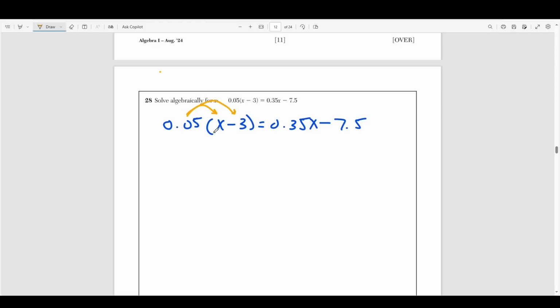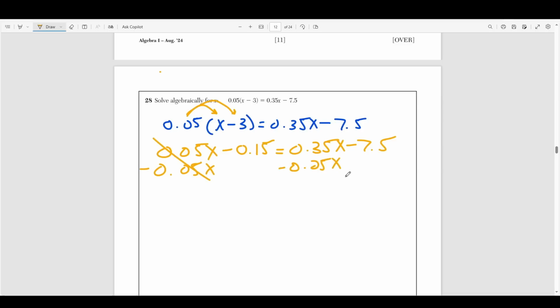So here I have 0.05 times x, which will give me 0.05x, and then I have 0.05 times negative 3, which is negative 0.15. And this is equal to 0.35x - 7.5. Now I want to move around my variables. I want to get my x's on one side and my numbers on the other. Let's say that I want my x's here and my numbers here. How am I going to do that? Well, I'm going to have to move this x to the right. So I'm going to subtract 0.05x on both sides.